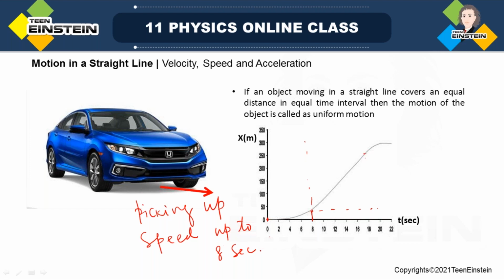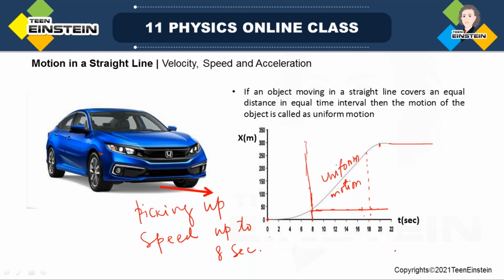to more or less 18 seconds, sorry, till 18 seconds, it is a uniform motion. That means in equal time intervals. See, if I just shift my axis here, you look, this is a curve which is passing through the origin, so it is uniform motion here. Uniform motion, this portion.